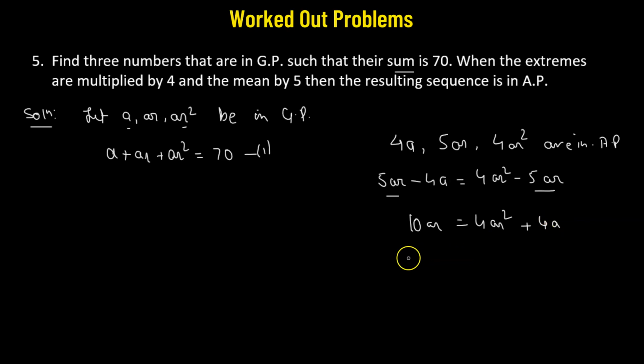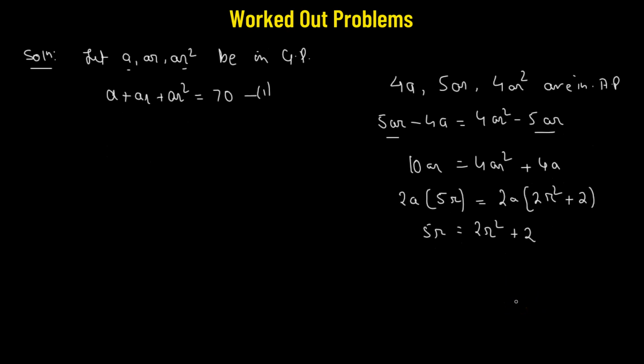Now we can get rid of the A from both sides by taking A as the common factor. So let's take 2A. The 2A will be multiplied by 5 times R equals 2A multiplied by 2 times R squared plus 2. So here we have 5R equals 2R squared plus 2. Now we can solve this equation because this only has R terms. So we have 2R squared minus 5R plus 2 equals 0. This is a simple quadratic equation.